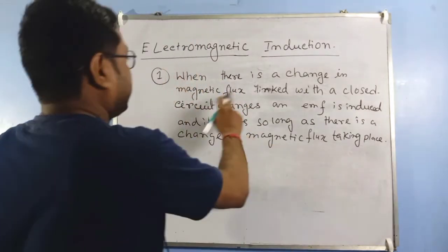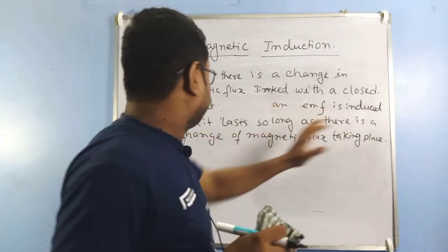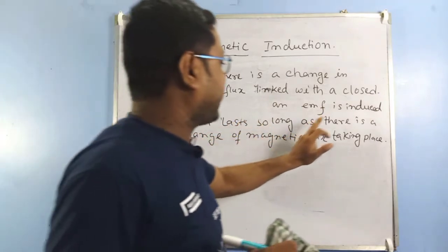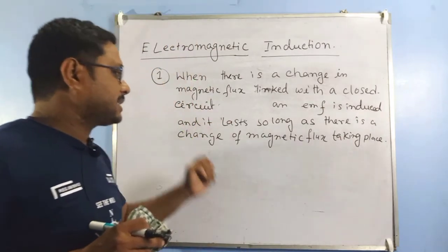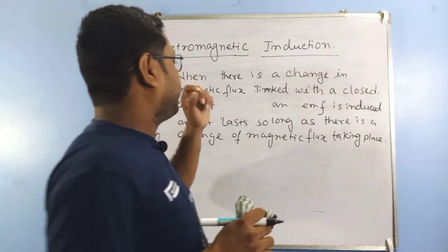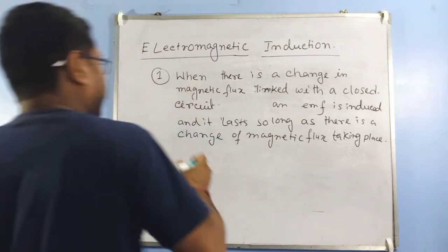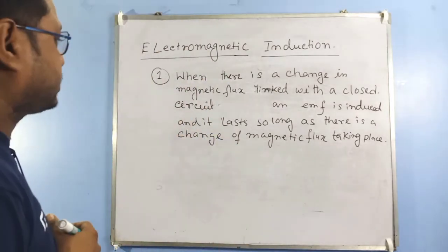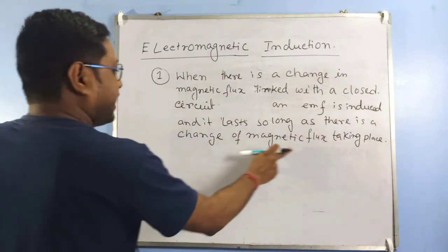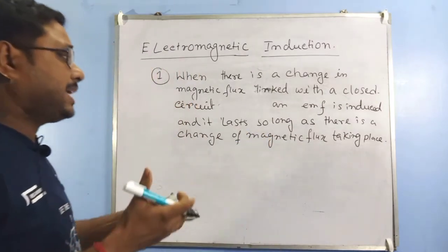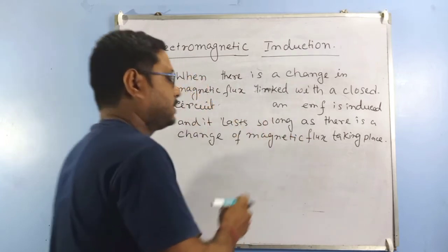When there is a change in magnetic flux linked with a closed circuit, an EMF is induced and it lasts so long as there is a change of magnetic flux taking place. जितना देर तक मैग्नेटिक फ्लक्स चेंज होता रहेगा उतना देर तक ही ये EMF इंड्यूस्ड होगा और करंट सर्किट में फ्लो होगा. So this is the first law of Faraday. When there is a change in magnetic flux linked with a closed circuit, an EMF is induced and it lasts so long as there is a change of magnetic flux taking place. As soon as the magnetic flux is fixed, the current will stop.